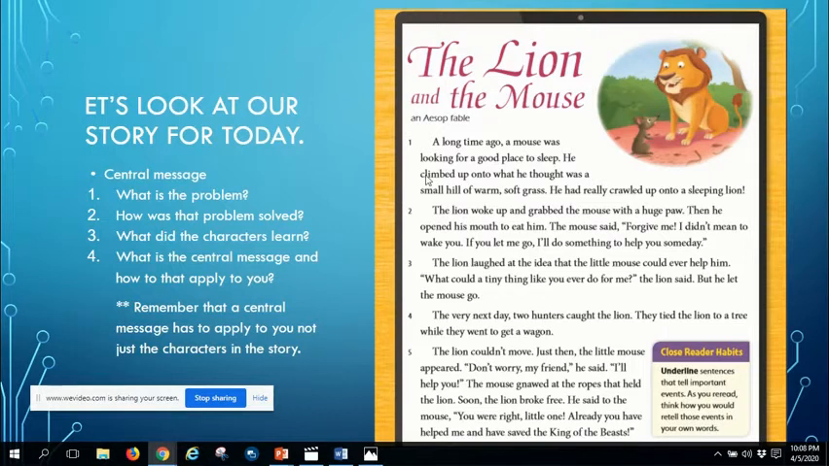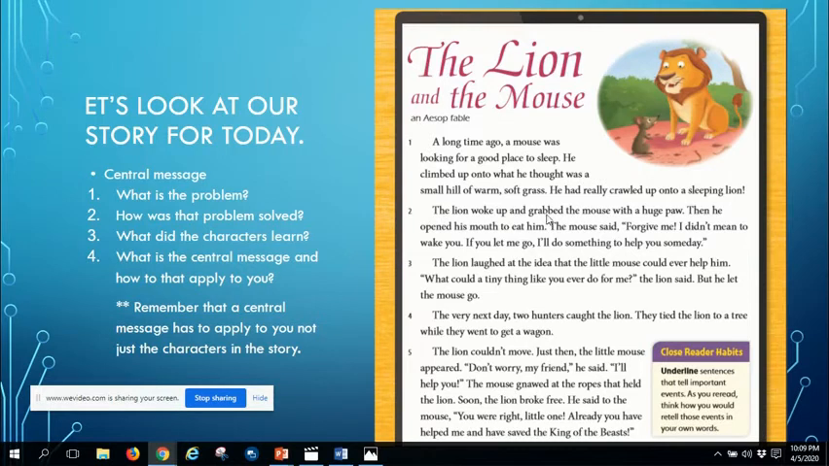We're going to find out what the problem is, okay? So a long time ago, a mouse was looking for a good place to sleep. He climbed up onto what he thought was a small hill of warm, soft grass. He had really crawled up onto a sleeping lion. So we can say that might be one of the problems as we're going along, but there may be another one that is more important. So let's read to find out.